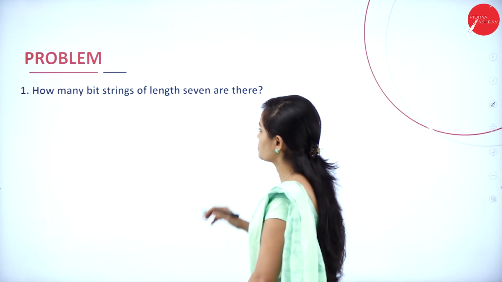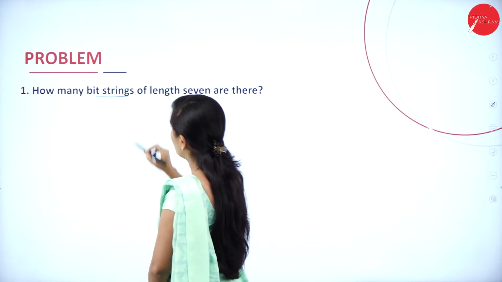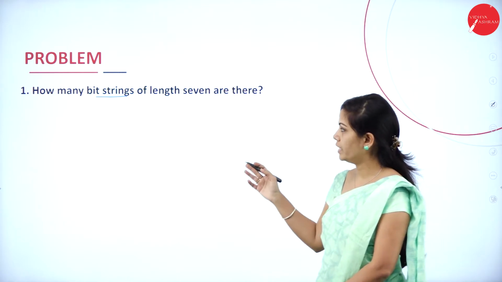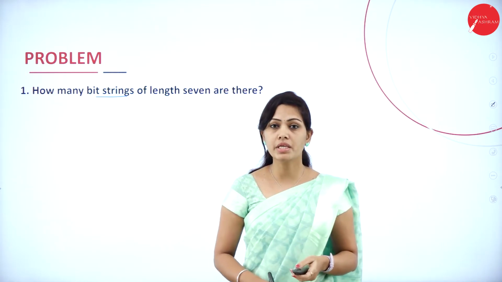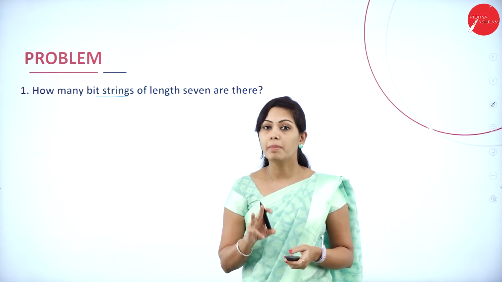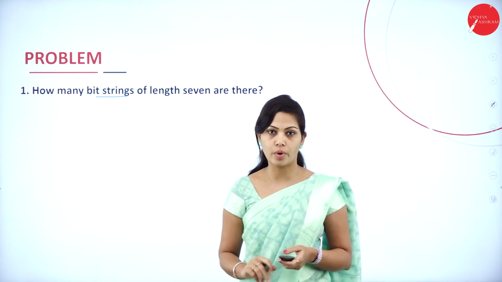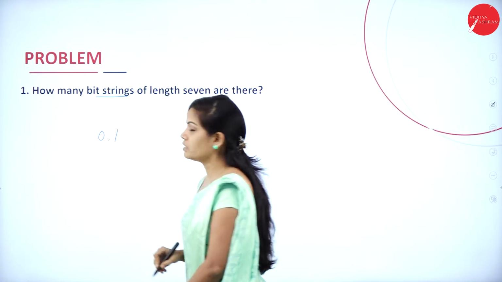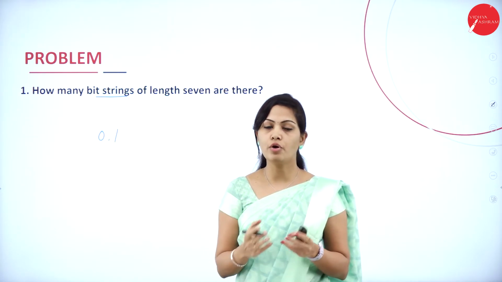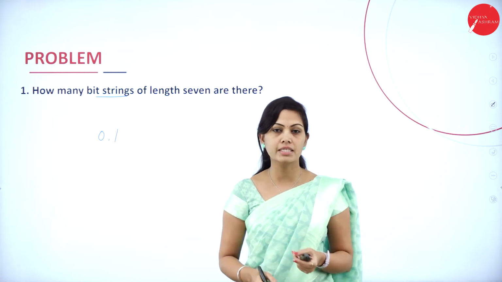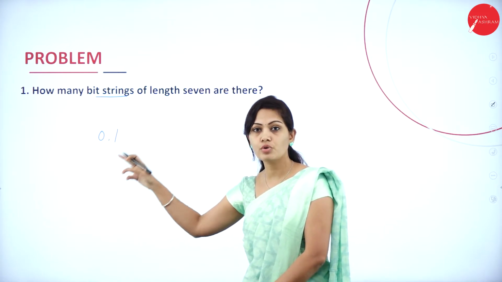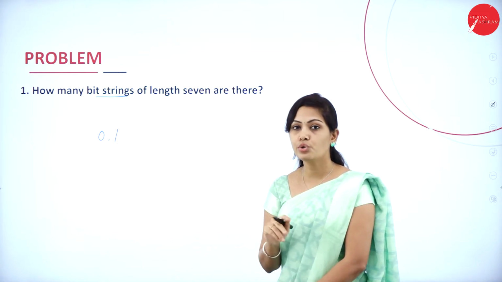So here the first problem: how many bit strings of length 7 are there? Bits means binary digit values, zeros and ones, right? We have only 2 binary digits, that is 0 and 1. 0s and 1s are called bits. 1 byte is equal to 8 bits. I hope you know about this concept, right? You have studied this in digital electronics. So bit means binary digits, that is zeros and ones. So we have only 2 digits.